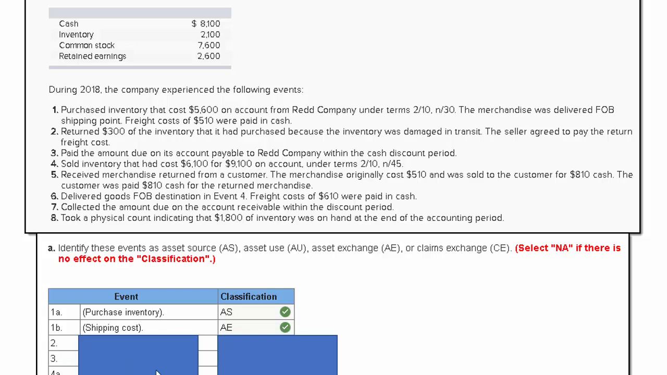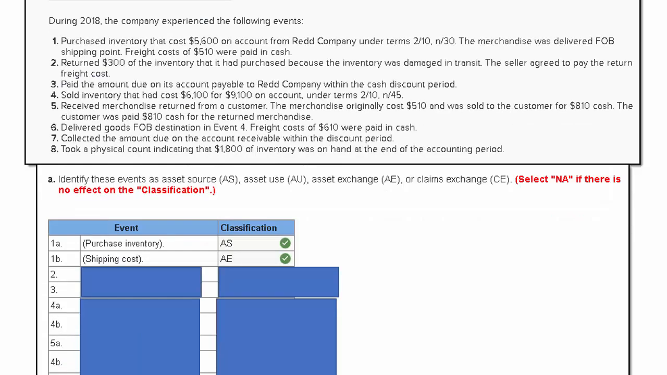Let's work number 4. Okay, now I slid up so you can see this. All right, so on number 4, we sold inventory that had cost $6,100 for $9,100 on account under terms of 2/10 net 45. Which means we expect the buyer to take a 2% discount if they pay us within 10 days. Otherwise, they have to pay all of it in 45 days. So we have actually 2 parts of this transaction.